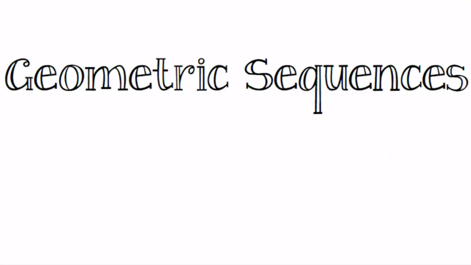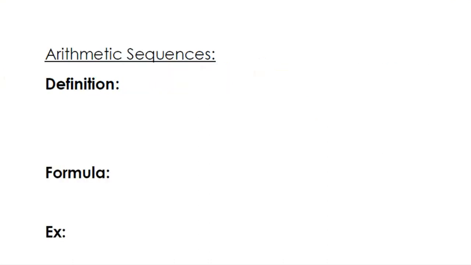Hey everybody, so we're going to be talking about geometric sequences today. It's similar to what we were doing with arithmetic. And so before we go into geometric, let's go ahead and do a quick review over arithmetic sequences. So arithmetic sequences, they're linear.